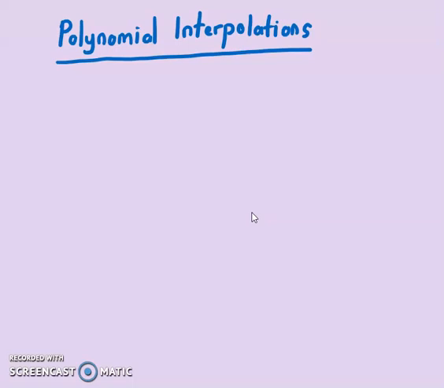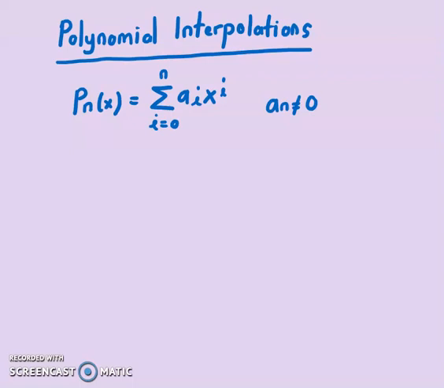A polynomial of degree n can be written as this, where we have the summation from i equals 0 to n of a_i x^i. Sorry, my i is not here. I should write it like this, x^i, and a_n cannot be 0. I start from 0, right? So the a is the coefficient.